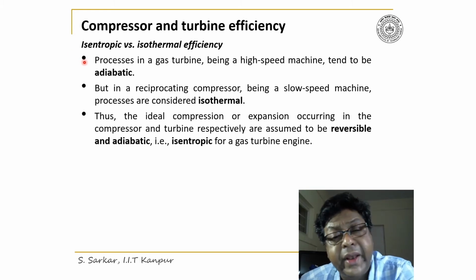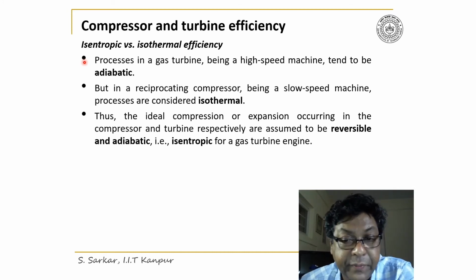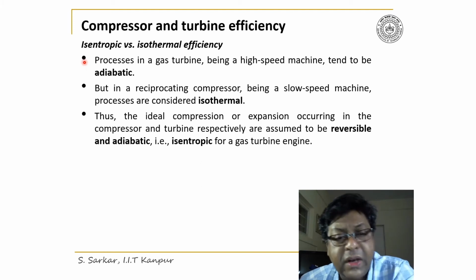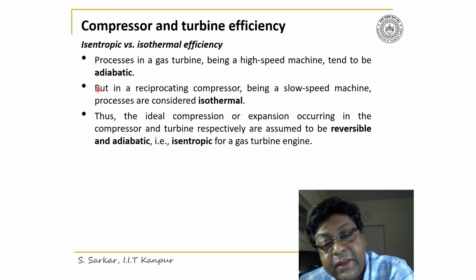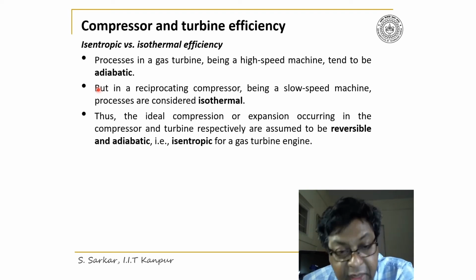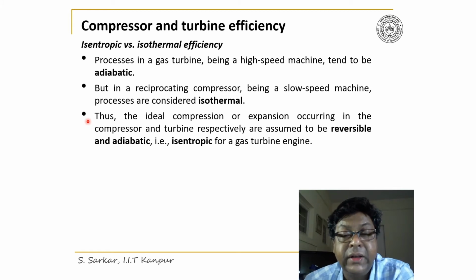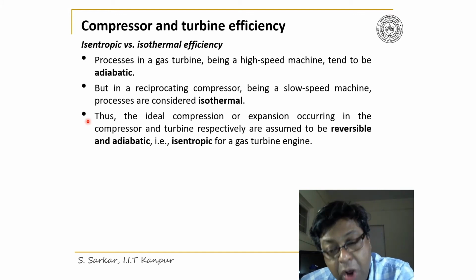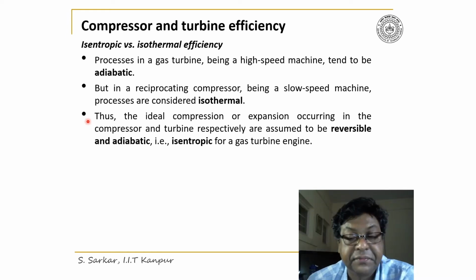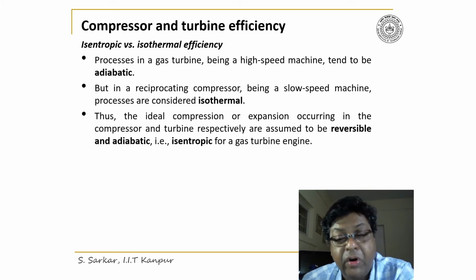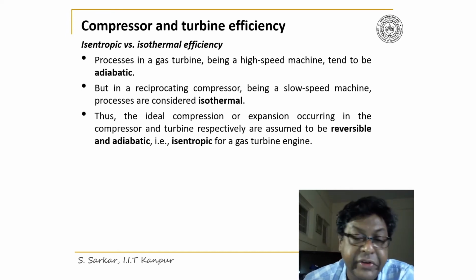The processes occurring in a gas turbine, being a high-speed machine, tend to be adiabatic. On the contrary, in a reciprocating compressor, being a slow-speed machine, the processes may be considered isothermal. Thus, the ideal compression or expansion occurring in the compressor or turbine respectively is assumed to be reversible and adiabatic, that is isentropic indeed for the gas turbine engine. So for a gas turbine engine, efficiency is considered isentropic, while for a reciprocating compressor I may deal with its efficiency as isothermal.